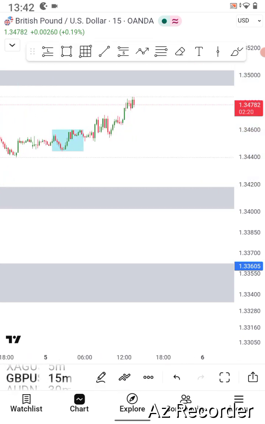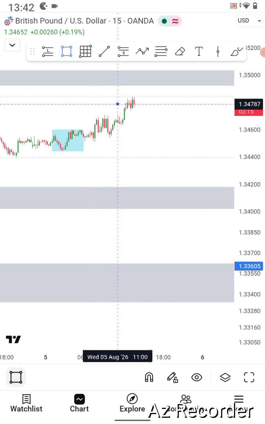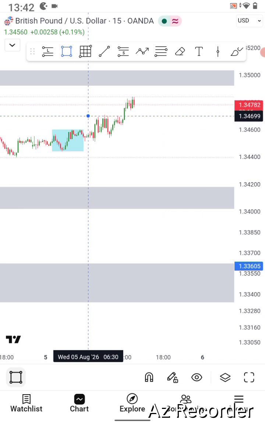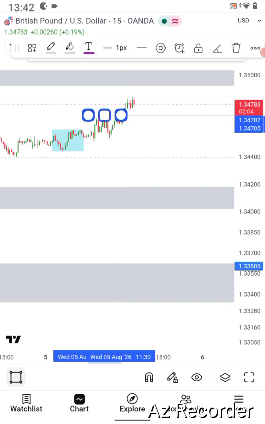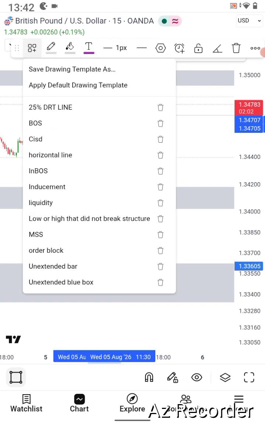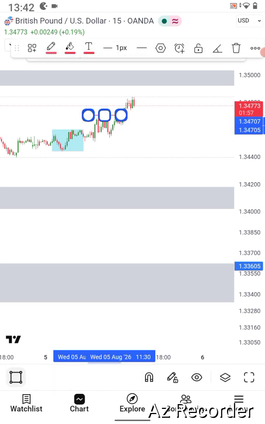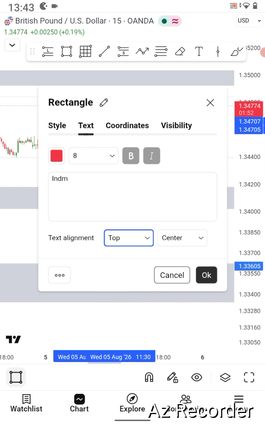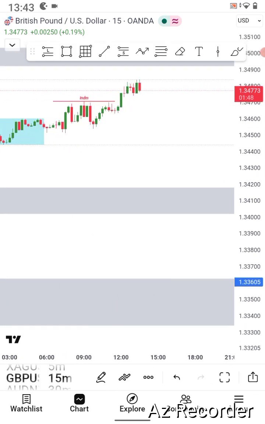So let's mark our inducement. I'm almost sure price will give another inducement, because it's still closer to here. I'm sure price will give another inducement around here. But let's mark this one that is valid, and that's why I was able to place my limit order. That's inducement. Let me put it on top. Then we have an inducement break of structure.